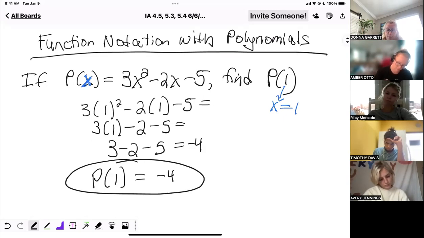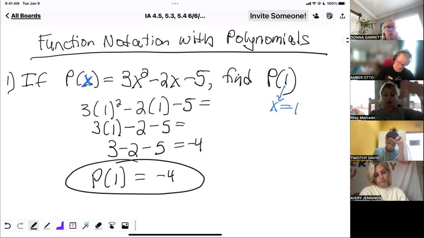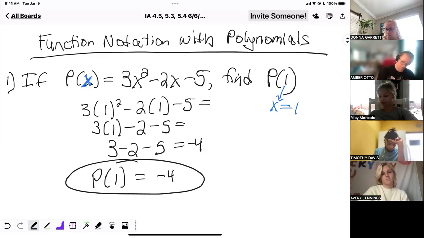So you're saying with a function, if I plug in 1, I'll get negative 4 out. And how you should write the answer is P of 1 equals negative 4. I'll call that number 1. I'm going to do one more. I'm not going to do too many of them. They're all the same using function notation.